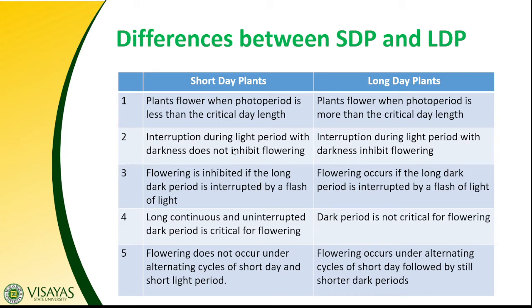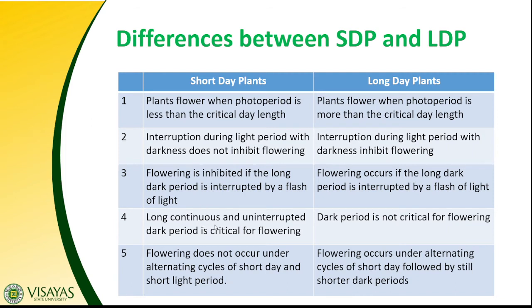Second, interruption during the light period with darkness does not inhibit flowering for short-day plants. However, interruption during the light period with darkness inhibits flowering for long-day plants. Flowering is inhibited if the long dark period is interrupted by a flash of red light for short-day plants. On the other hand, flowering occurs in long-day plants if the long dark period is interrupted by a flash of light. Again, this flash of light causes the synthesis of phytochrome, which is inductive or favorable to the flowering of LDPs.